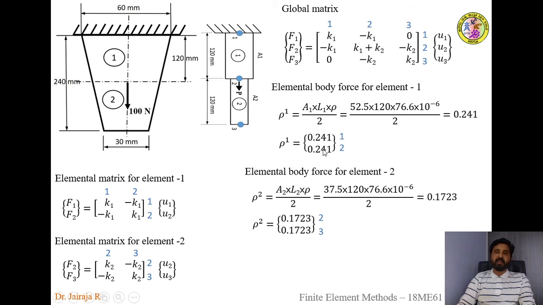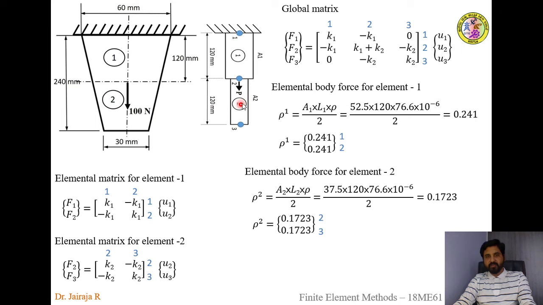Similarly, we need to calculate the elemental body force for element 2. So rho 2 is equal to A2 into L2 into rho divided by 2. Substitute the A2 value, L2 value and rho, the weight density, divided by 2. So it is 0.1723. This is the body force for element 2.